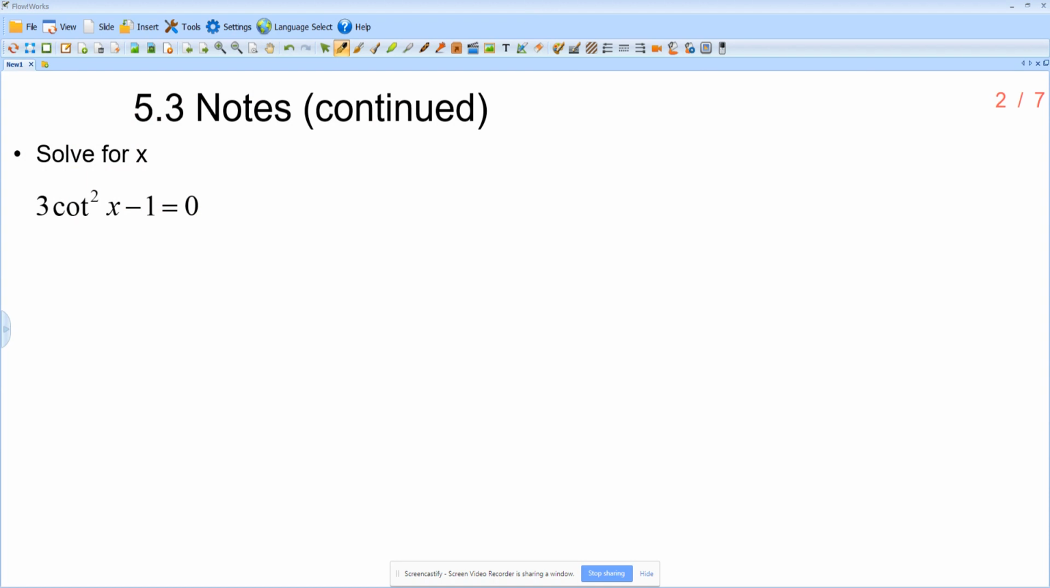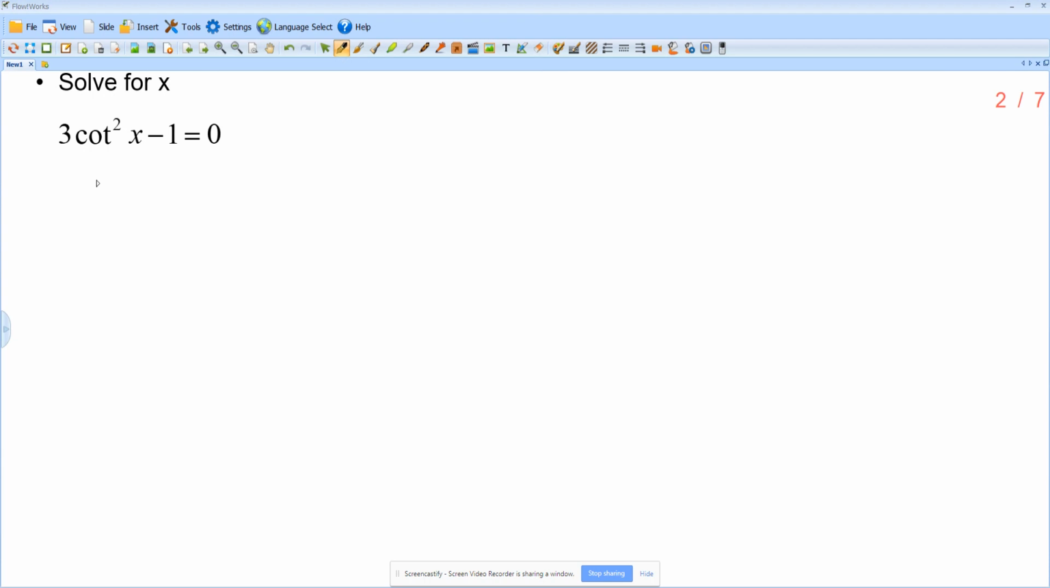So looking at another one, we've got 3 cotangent squared x minus 1 equals 0. So the first thing I'm going to do is add that 1. I get 3 cotangent squared x equals 1. And divide by 3. So cotangent squared x equals 1/3.